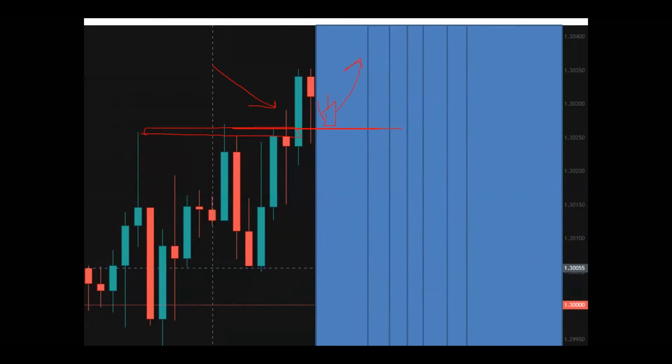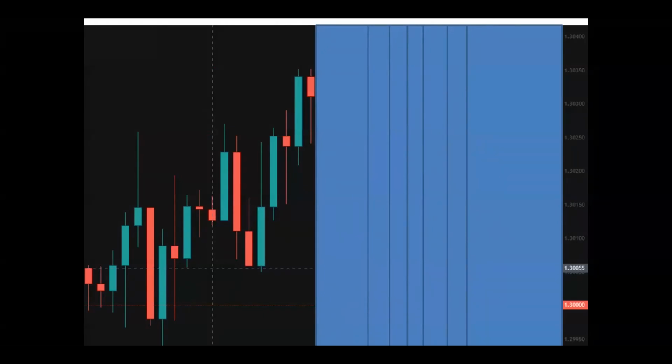Because we are patient traders, we are good traders, and we are waiting for confirmations, right? We're not trading for Instagram, we're trading to make money. We're trading for ourselves. That's the number one thing. You're not trading for Instagram. You're not trading to show off. You're trading to show off to yourself.